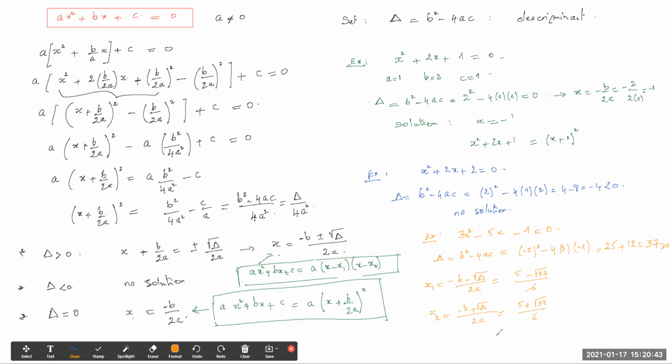Then the factorization: your expression 3x square minus 5x minus 1, those are the solutions, those values, but you also have the factorization if you need it. It's 3 times x minus x1 times x minus x2. It comes from here. You write this expression as a square, so you have a difference of two squares and you get the factorization with the factor a. Okay, so here it is.